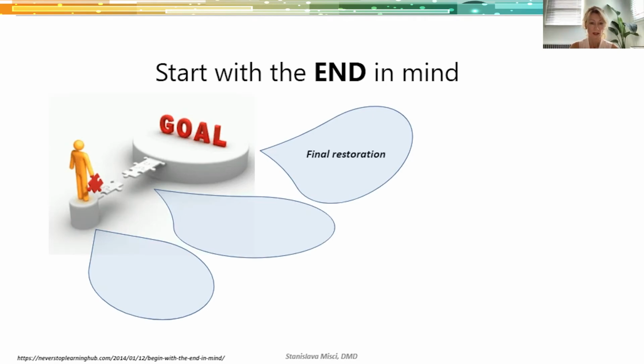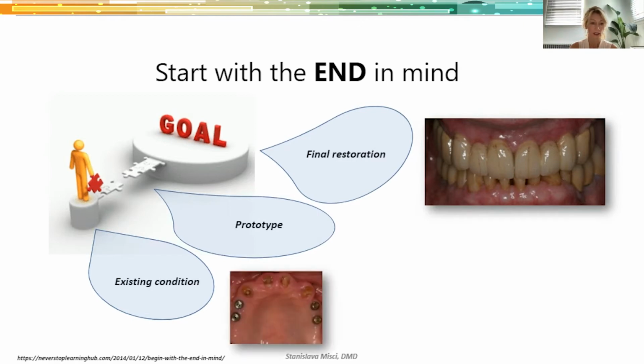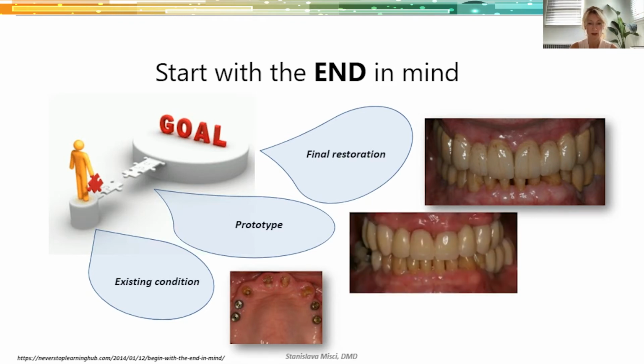And for this case, the final restoration was placed, and we have a picture of it. We have the existing condition, the starting point, and then our prototype was the temporaries, which gave us all the information so we can get from prototype to final restoration with proper planning.